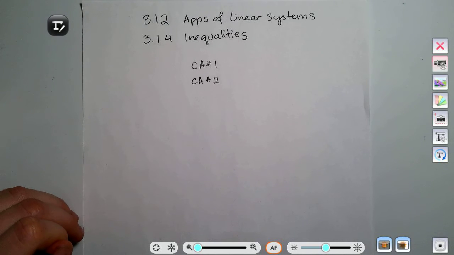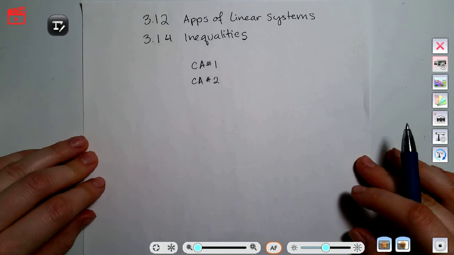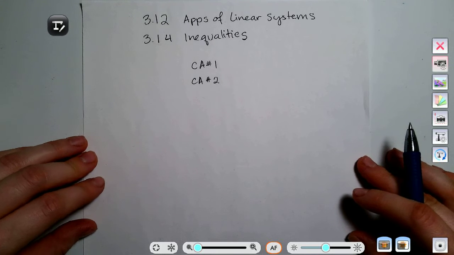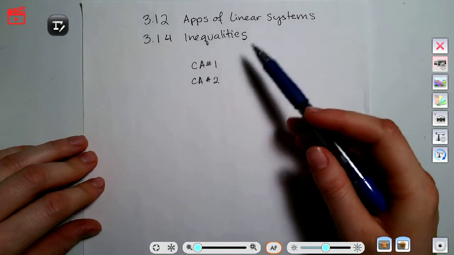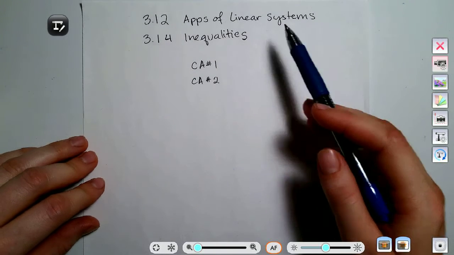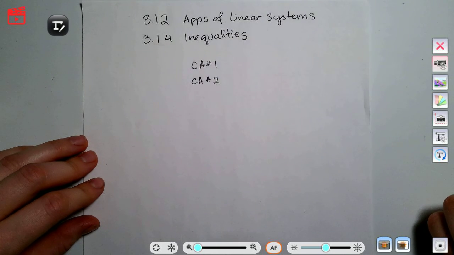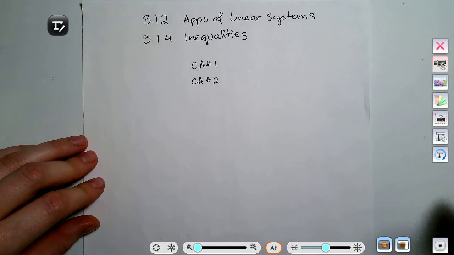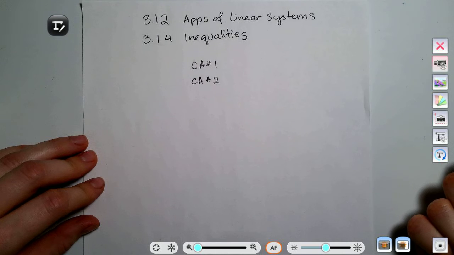Alright, so we're just going to do one video for 3.12 apps of linear systems and 3.14 inequalities, which will make out to be two class activities. So class activity number one will be the apps for linear systems. So remember, we've learned how to solve them. There are three different ways. We have graphing, substitution, and elimination. So now we're going to actually use that in an application or a word problem. And then we'll take a look at some inequalities, so 3.14.